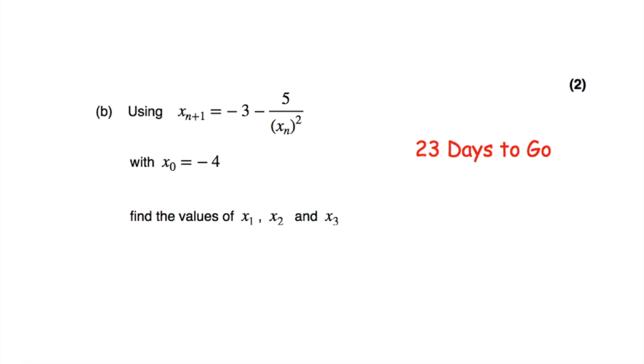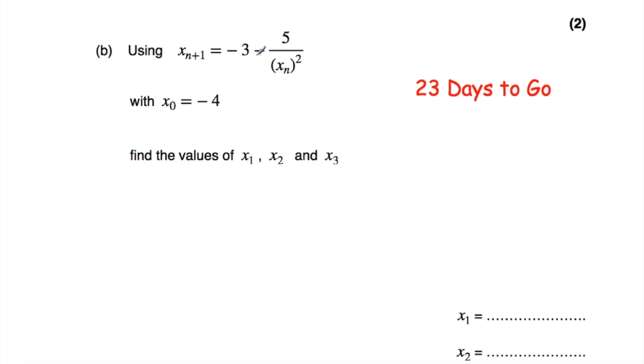Okay, part B. We've been asked to use the iteration formula. So we've got this iteration formula. We've been told the first value to use is -4. So you're going to substitute -4 in here and then find your value for x1, get that value, substitute it in again, and then get the value for x2, substitute that in here again, and then you'll find x3. And if you need a recap on iteration, remember 23 days to go.